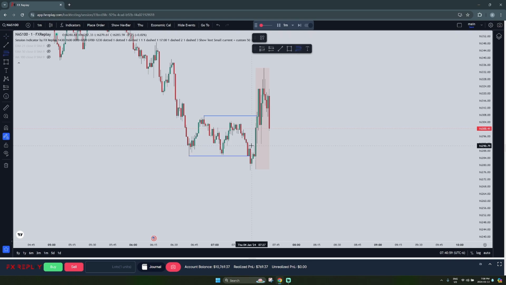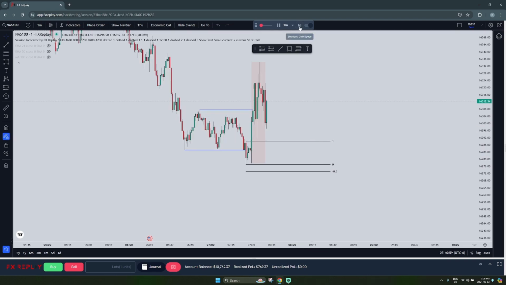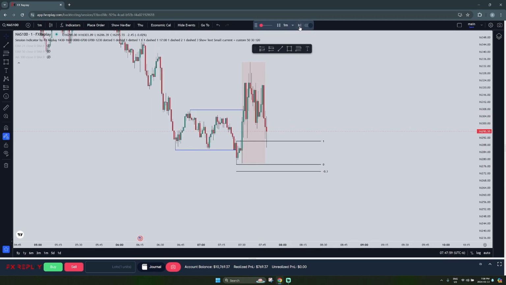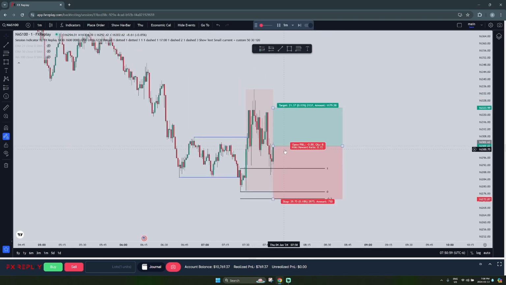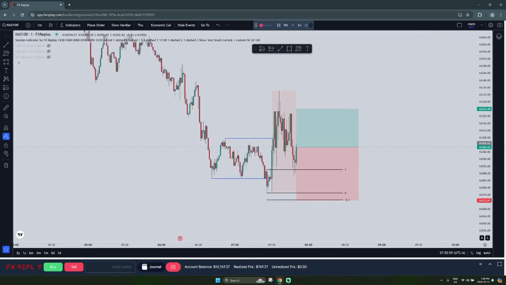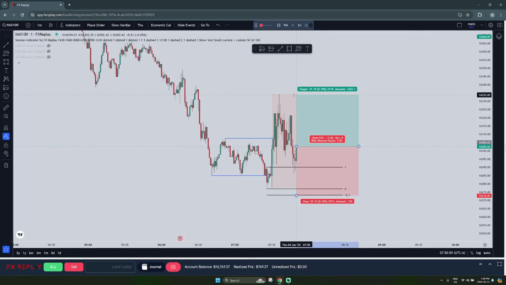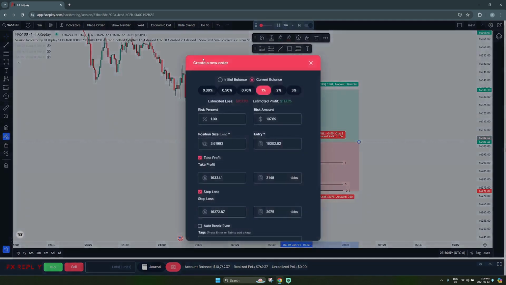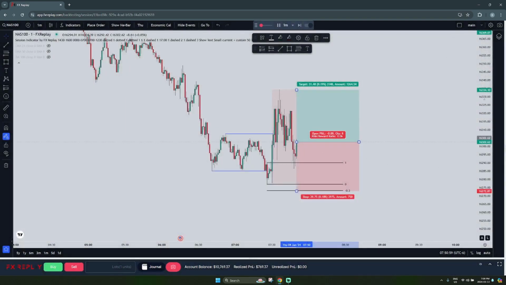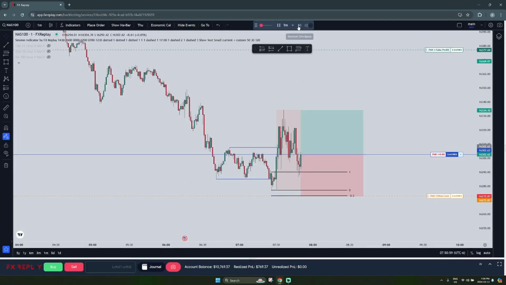And we have a fair value gap right here. Now let's see what happens. So there's a color switch. My entries are on the color switches because if you don't use the color switch, you risk the price just running right through your stop loss. And you can avoid bad trades like this. So place market buy. Let's see what happens.